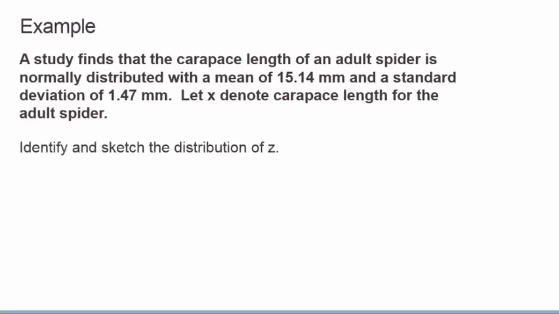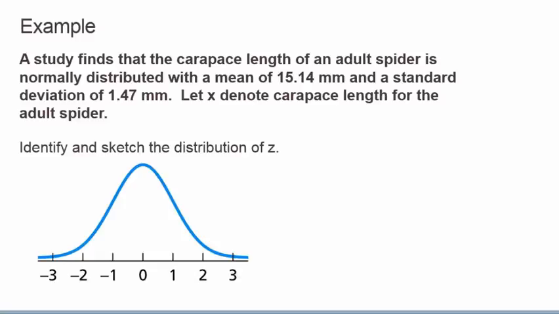Continuing with our example, identify and sketch the distribution of z. For the distribution of z, our mean will always be 0 and our standard deviation will always be 1. So we get the standard normal curve where we have 0 in the middle, 1, 2, and 3 to the right, -1, -2, and -3 to the left.